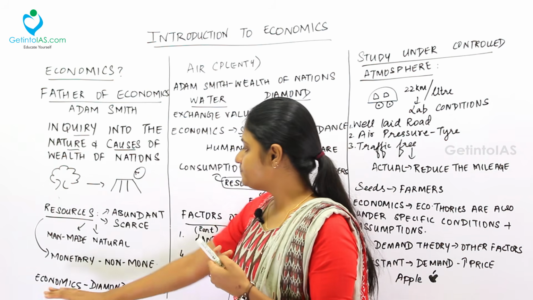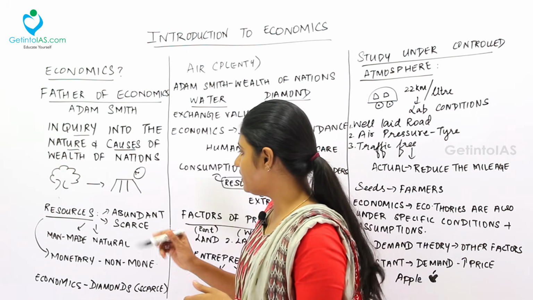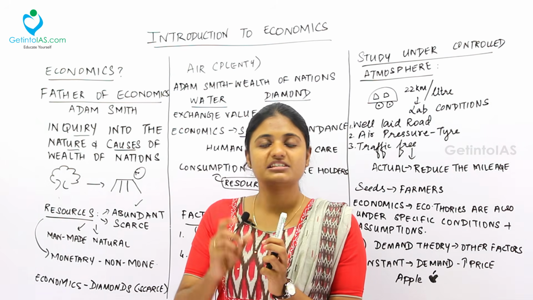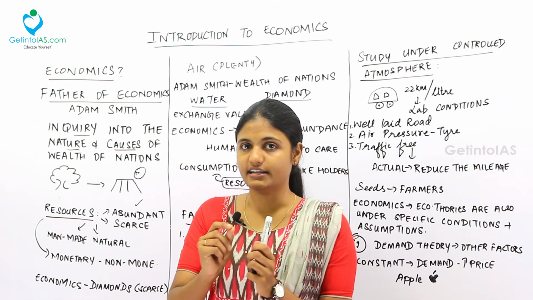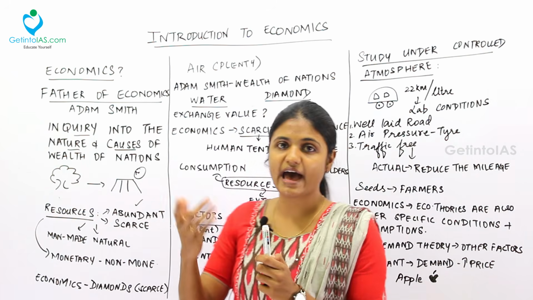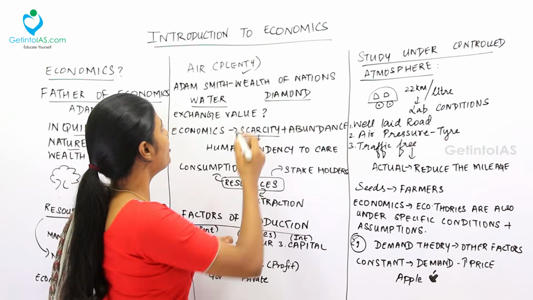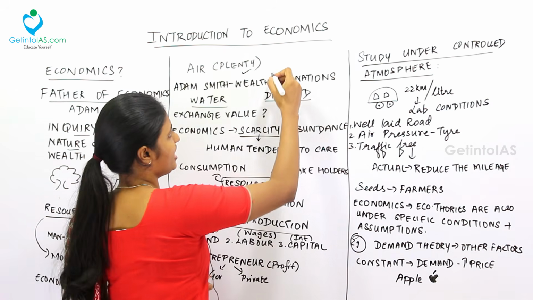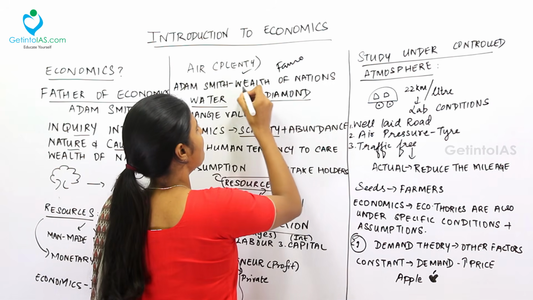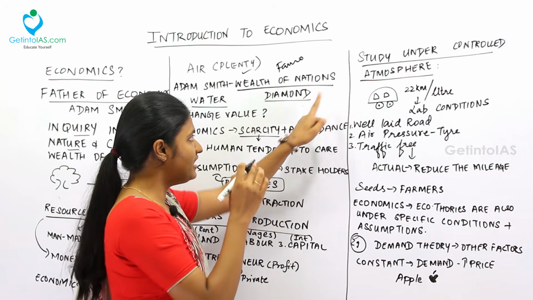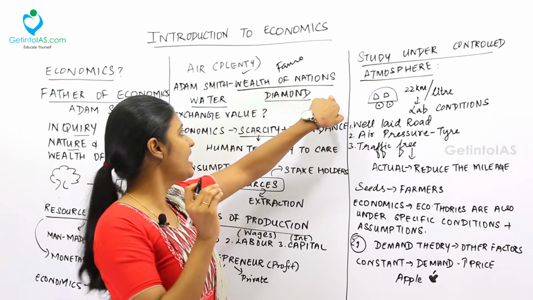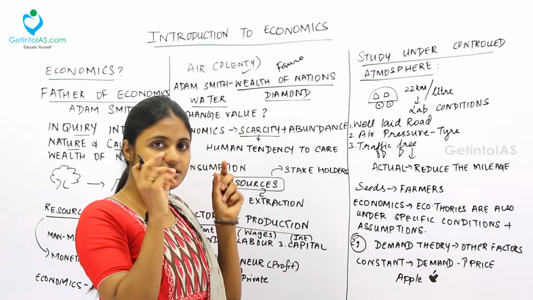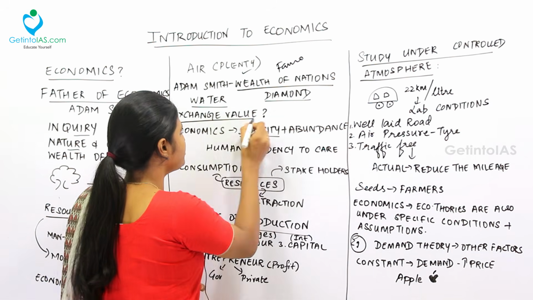Next, in economics, how can we define the resources? When you take diamonds, diamonds are very scarce, they are very little. But when you take water or air, we have plenty of water or air. One of the famous books of Adam Smith is Wealth of Nations. In it, he gave the example of water, which is plenty, and diamond, which is scarce and has a lot of exchange value.